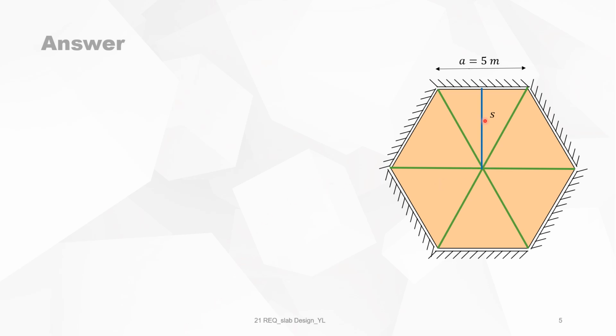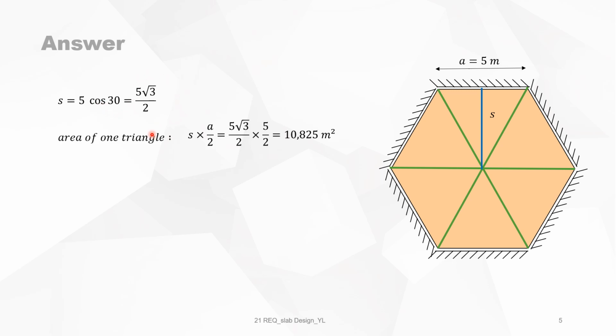The distance S is of course the length of this yield line multiplied by the cosine of this angle, and this angle is of course 360 degrees divided by 6, divided by 2, so that's 30 degrees. So S is 5 times the cosine of 30 degrees, which is 5 square root 3 over 2. The area of one such triangle is of course 5 times S over 2, and it will give you 10.825 square meters.